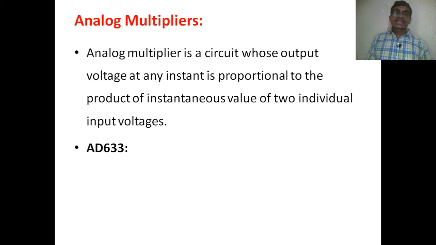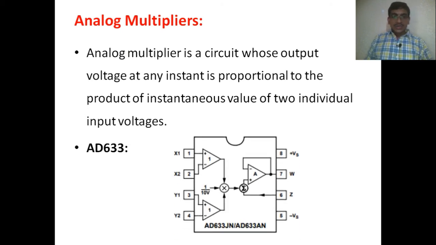AD633 is one of the examples of an analog multiplier. It is an 8-pin IC which will multiply the x input and y input. Here x1 and x2 are given to the op amp differential amplifier, or difference amplifier, and y1 and y2 are going into op amp 2. So y1 minus y2 will get generated here, and x1 minus x2 will get generated here. This x1, x2 difference and this y1, y2 difference will get multiplied here.